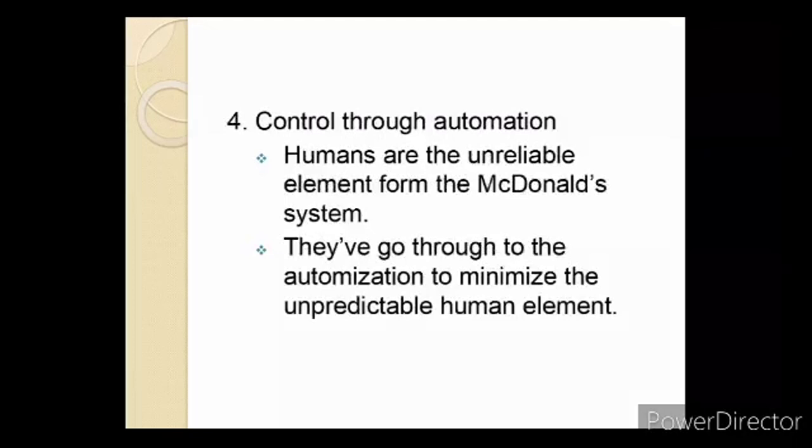Control through automation. Humans are the unreliable element in the McDonald's system. They go through automation to minimize the unpredictable human element. Control is the substitution of automation for human workers in order to be more productive.